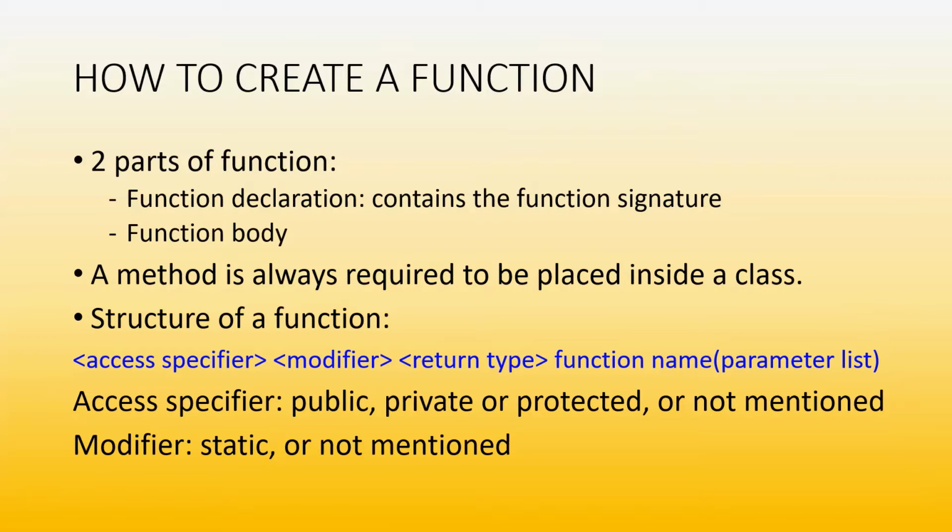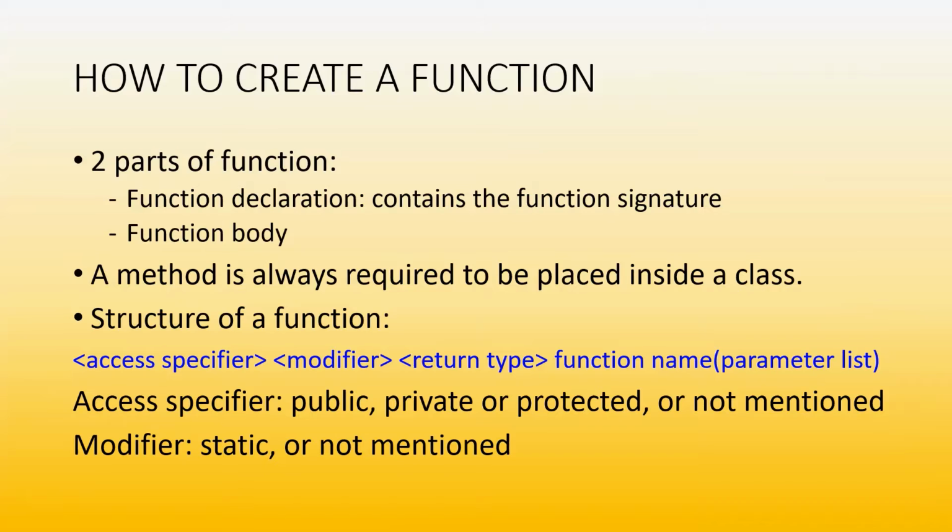And we'll also discuss what is a signature. Now, after the declaration, there'll be two curly brackets. Within those curly brackets would be a set of instructions, which is the function body. Now, a method is always required to be placed inside a class. For example, the predefined methods are always placed inside the library classes. Now, the structure of the function declaration is what we'll discuss right now.